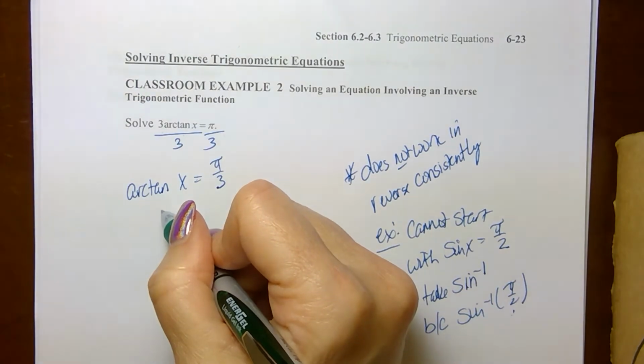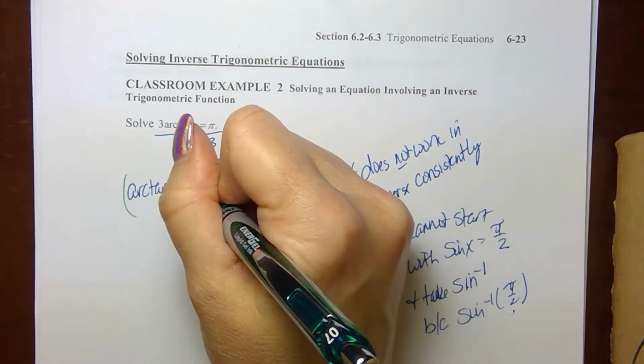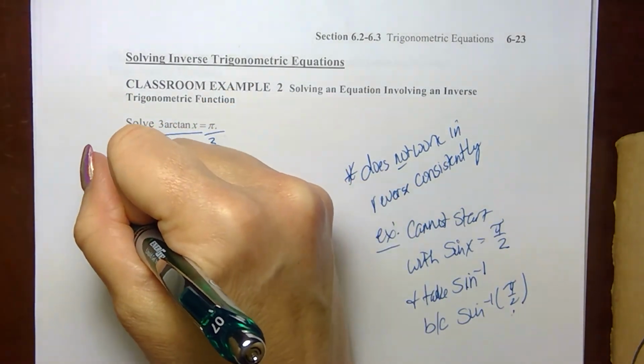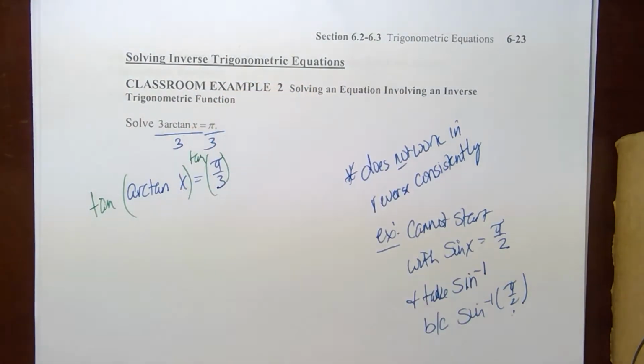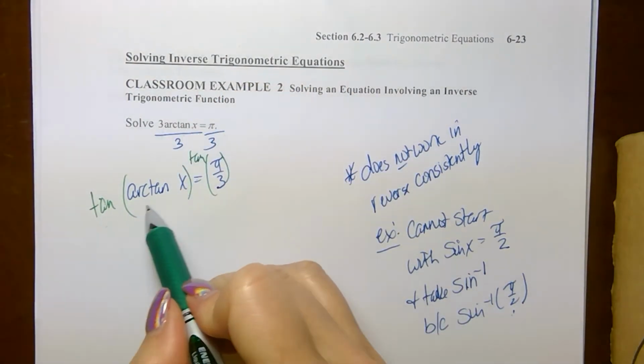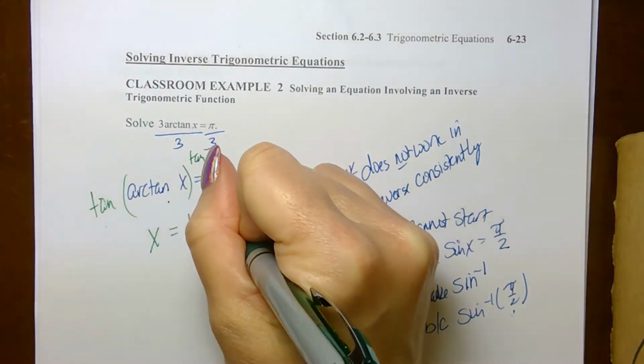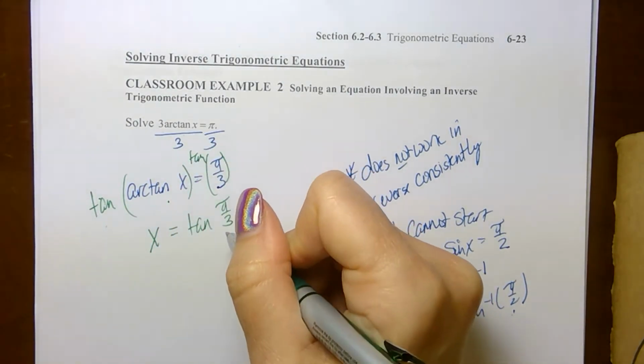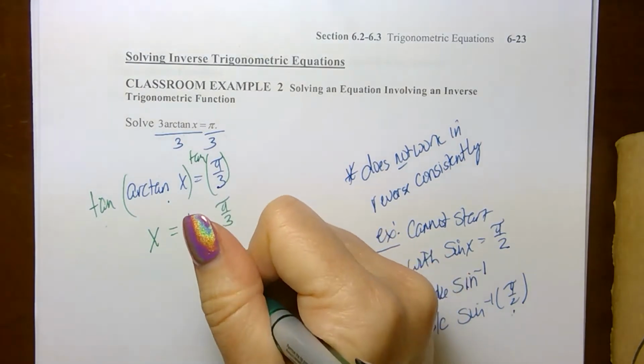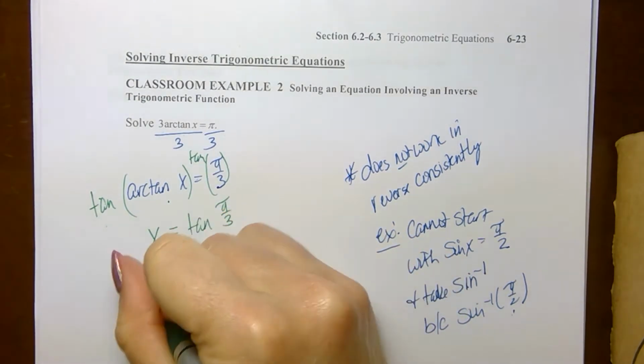The reciprocal, or the inverse operation, of arctangent is just tangent. So I want the tangent of both sides. Tangent of the arctangent leaves me with x equals tangent at pi/3. Well, pi/3 is a special angle on my unit circle. What is tangent at pi/3? It's just square root 3.